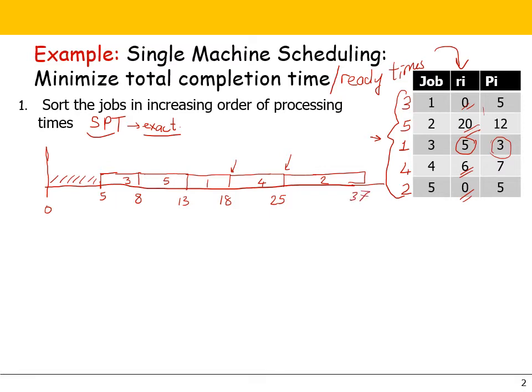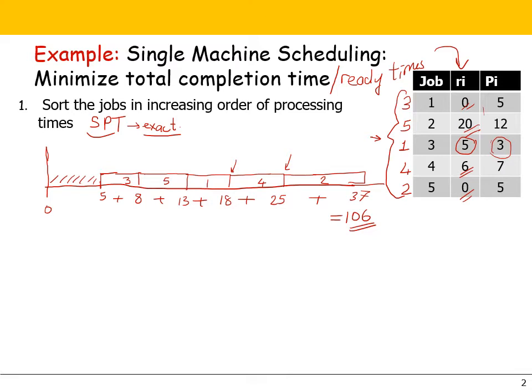So the total completion time will be this: 5 plus 8 plus 13 plus 18 plus 25 plus 37. So let me calculate 13, 18 and 25 and 37, which is 106. So the total completion time of this solution is 106. But in fact, you can immediately see a better solution than this one.